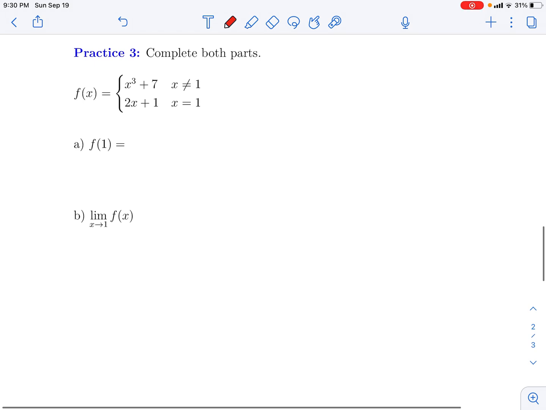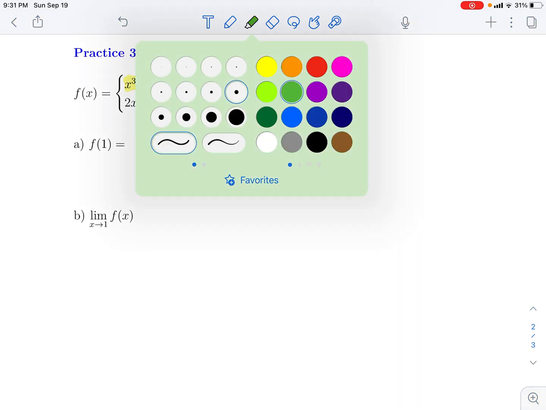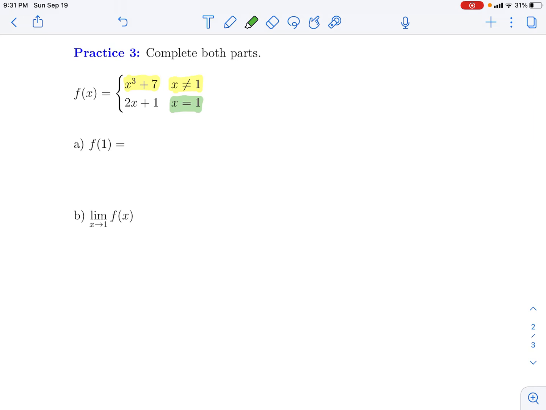So now we have a different kind of piecewise function. Notice how this part is saying to use this function x cubed plus 7 when x is anything except 1, right? So when x is not equal to 1, you use this function. So basically for all real numbers except 1, we're going to be using the x cubed plus 7 here. But what happens when x is equal to 1? Well, we're going to use 2x plus 1. Okay, so in that special case when x is 1, we're going to be using that green function that I've highlighted there, the 2x plus 1.